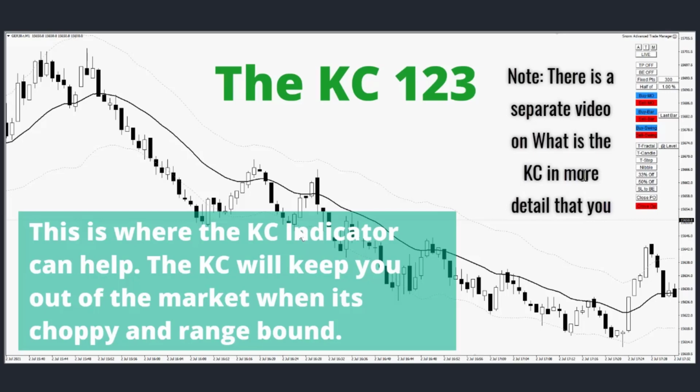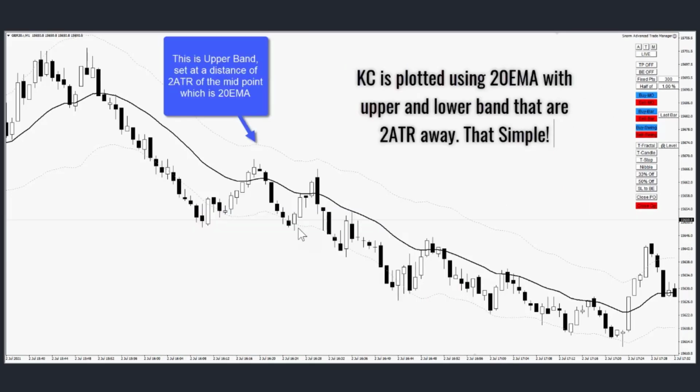So there is a separate video on what the KC is in more detail, like how it is plotted, but I will quickly show you. It's not that difficult anyway, in the next few slides. So the KC will keep you out of the market when it's choppy and range bound, and by following the 3 simple rules, actually it's just 1, 2, 3 rules, right? The KC will get you involved in the market only when it's really moving and it's most optimum, and it's statistically proven to have an edge.